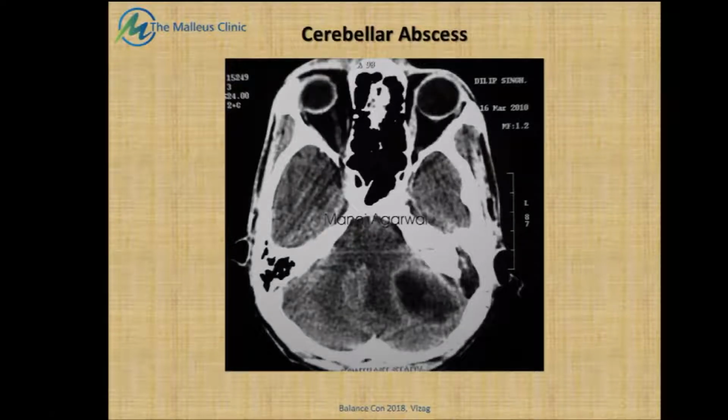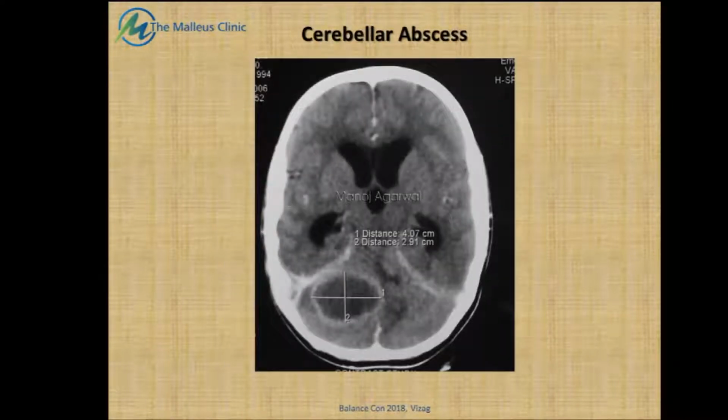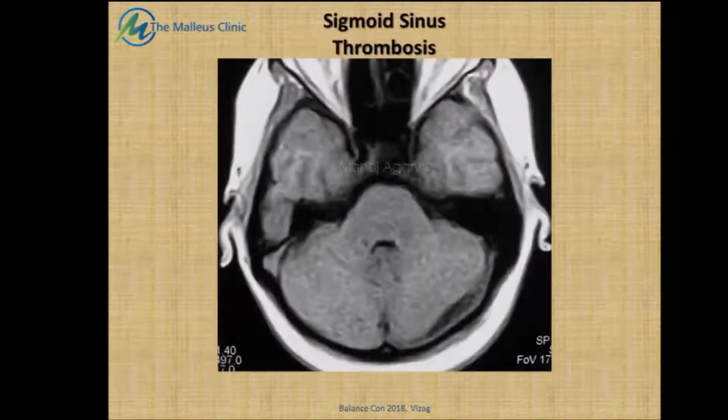Another example, look how the posterior plate over the petrous bone has been eroded, leading to a cerebellar abscess. Another patient, cerebellar abscess, right? So you have to understand what you are looking for, and therefore, what do you want to order?